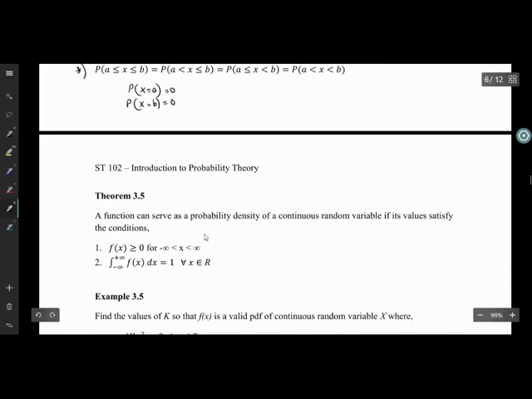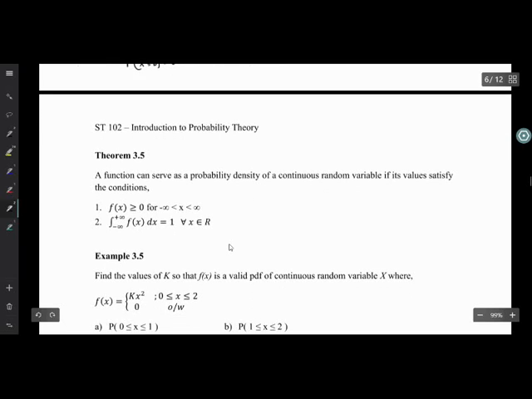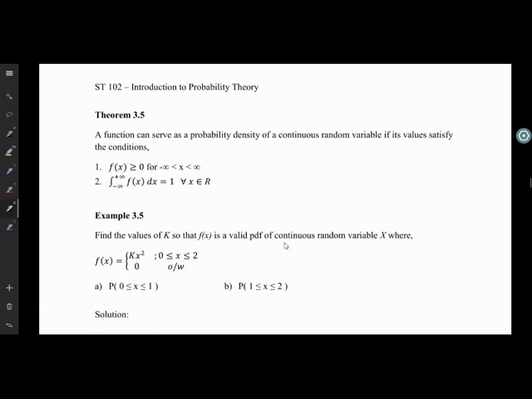Okay. A function can serve as a probability density or PDF for a continuous random variable if it satisfies two conditions, related to the PMF. You have the same thing. f(x) should be greater than or equal to 0. And if you integrate over the whole support of X, or from negative infinity up to plus infinity, that is the total area under the curve, it should be 1. That is the total probability. Okay. So for a given function f(x), if you want to check whether it is a valid PDF, you have to check these two conditions.